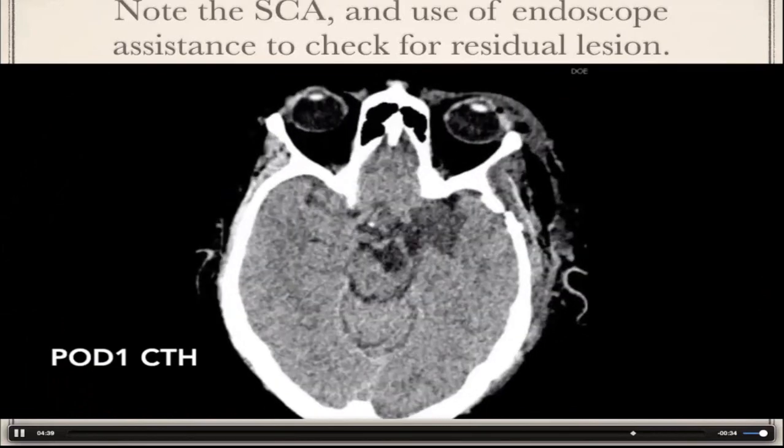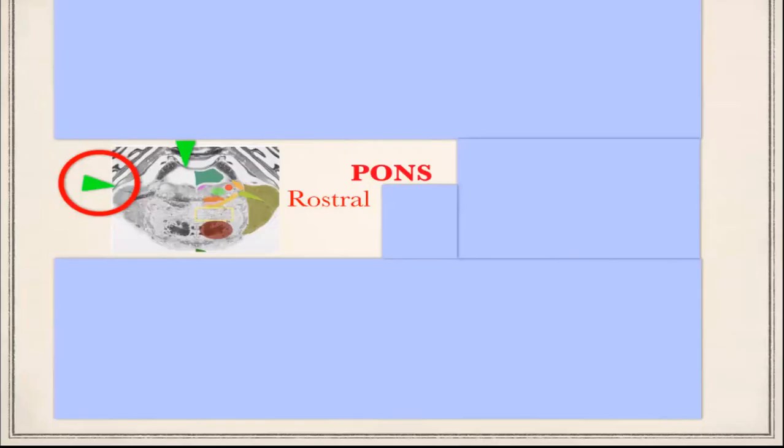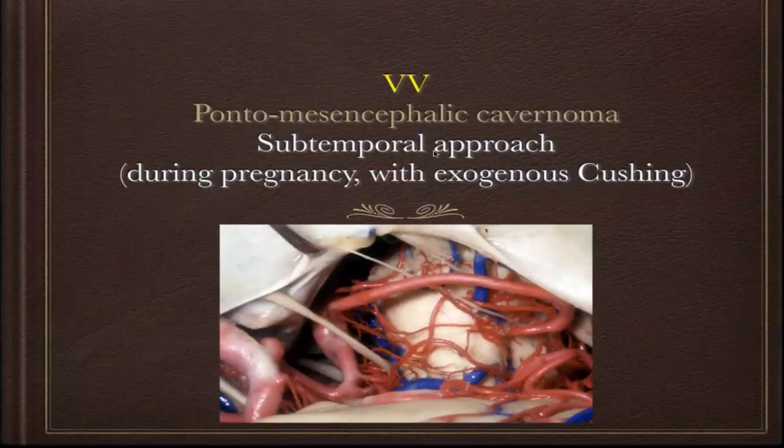Let's move to the pons. Rostral pons. I'm going to show you a pontomesencephalic cavernoma, a pure, simple subtemporal approach. Remember, simple approach first. Don't choose the most complicated approach. If you follow that table I showed earlier, steps 1, 2, 3, and 4, you try to end up with the simplest approach. If the simplest approach is not good enough, then you go to a more complicated approach.